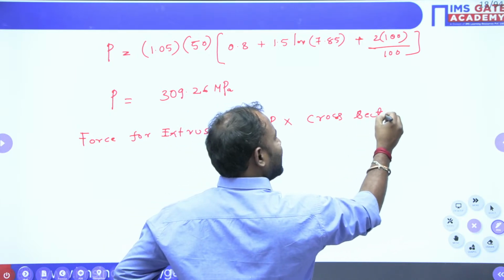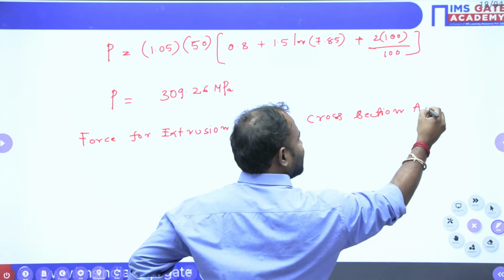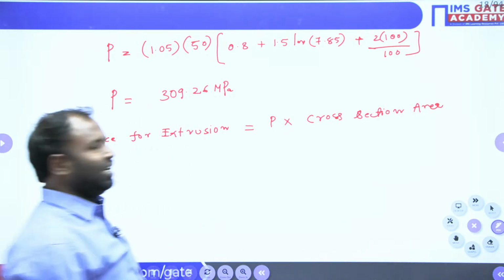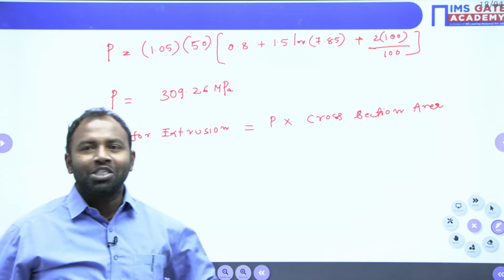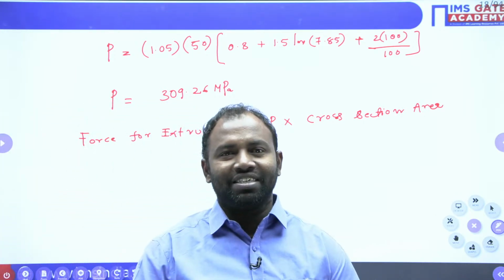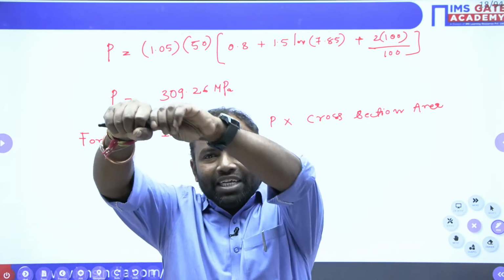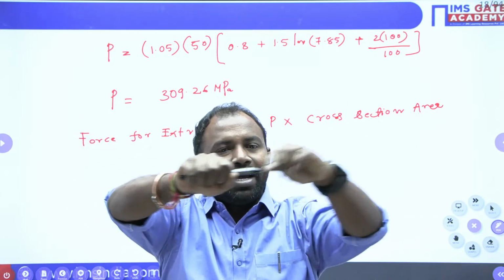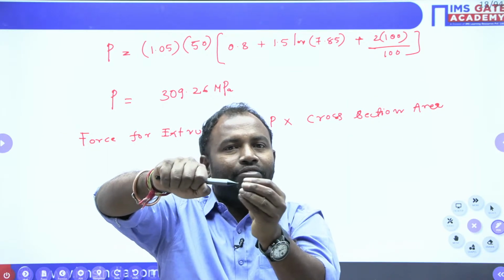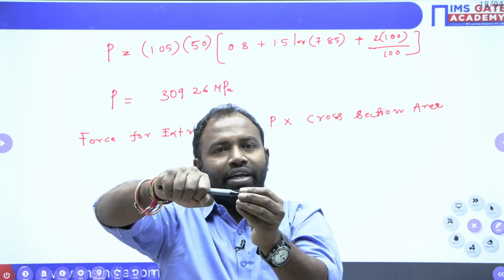Cross section area. Pressure into cross section area. Now the question is, which cross section area are we supposed to consider? In the drawing operation, the wire is drawn like this. That is why we are applying the final area of the drawing, isn't it, guys?